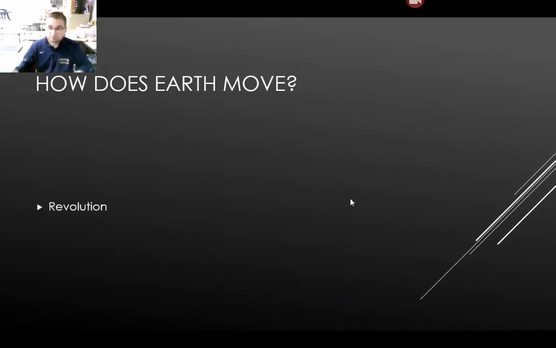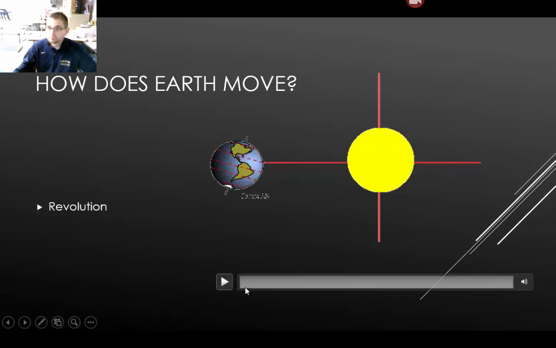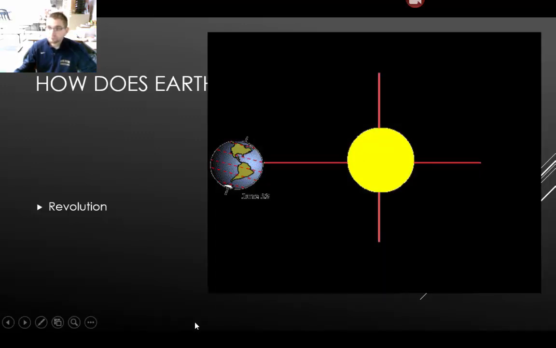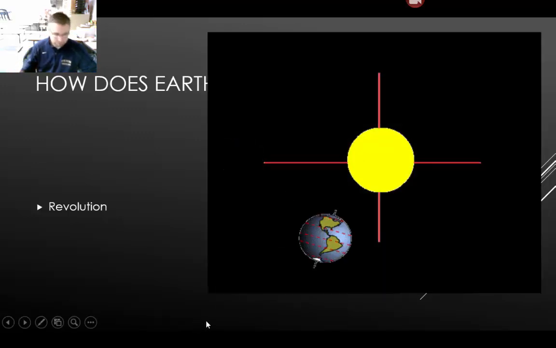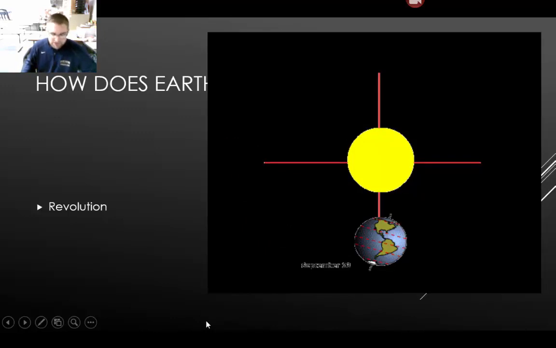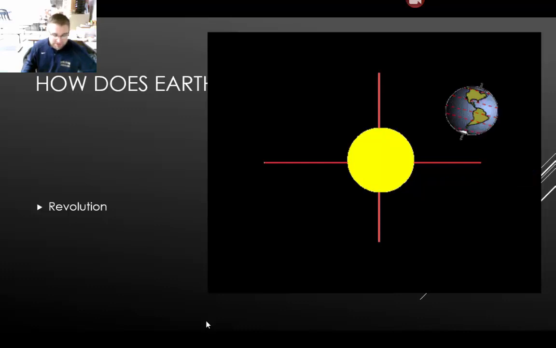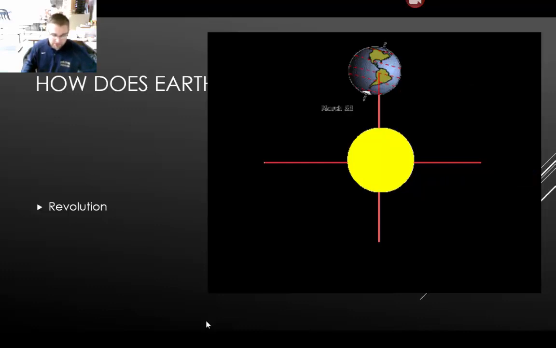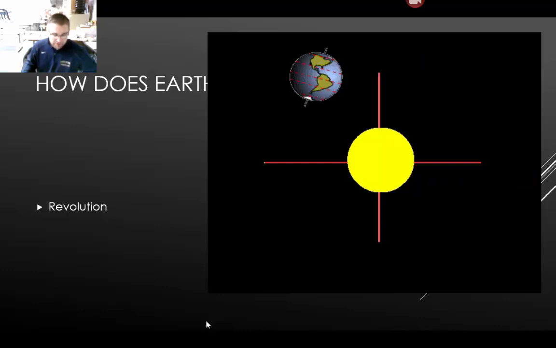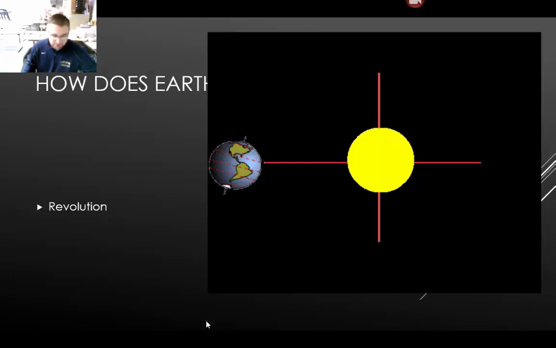Revolution. In addition to rotating, Earth travels around the Sun. Revolution is the movement of one object around another. One revolution of Earth around the Sun is called a year.